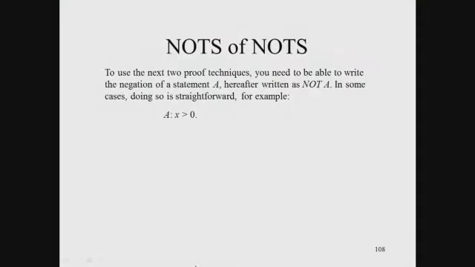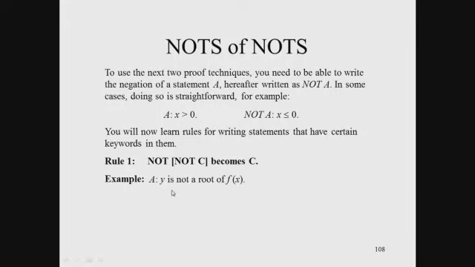Okay, the next two proof techniques that you're going to learn require that you be able to take the negation of a statement. In other words, to write what it means to say that a statement is not true. So today what we're going to do is learn the rules for writing the negations of statements. So, for example, the real number x is greater than 0. What does it mean to say that that is not true? X is less than or equal to 0.